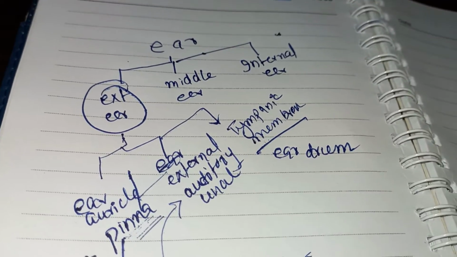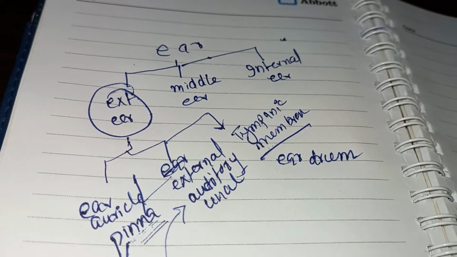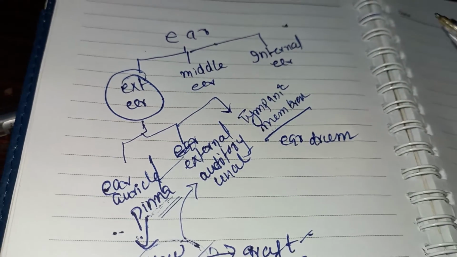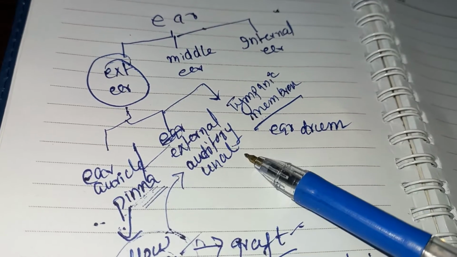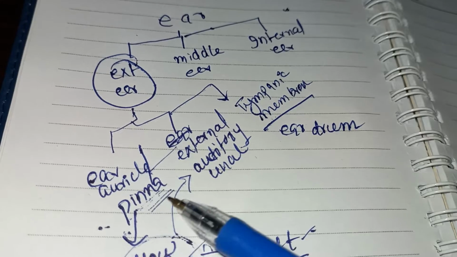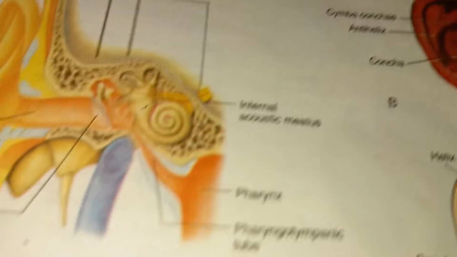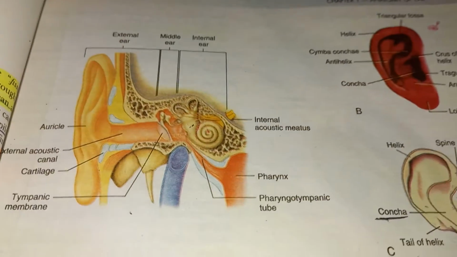So as I already told you, our ear is divided into three parts: external ear, middle ear, internal ear. In the external ear we have the ear auricle or pinna, external auditory canal and tympanic membrane, which is also known as the eardrum. So we have covered the pinna, and now we are going to cover the external auditory canal. Here I have a clear diagram of it.